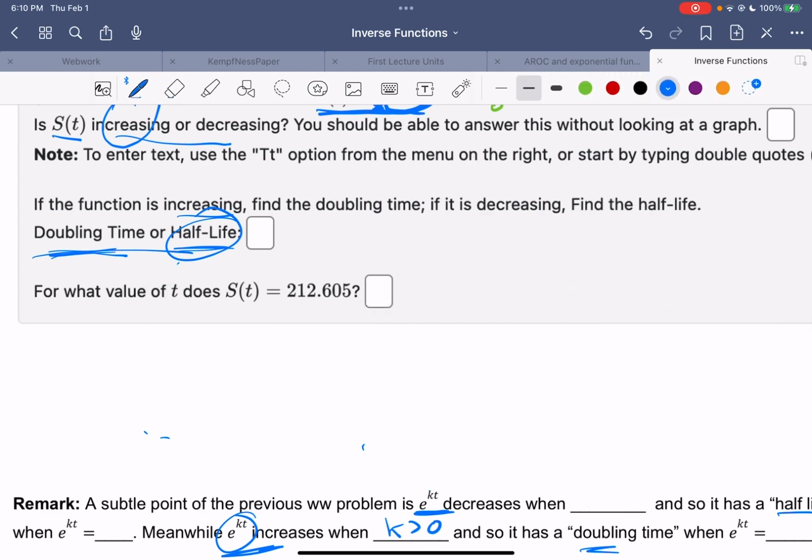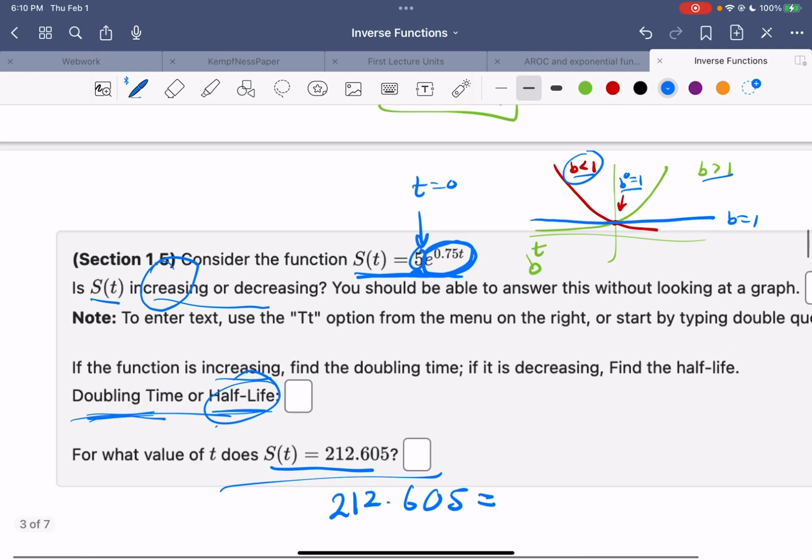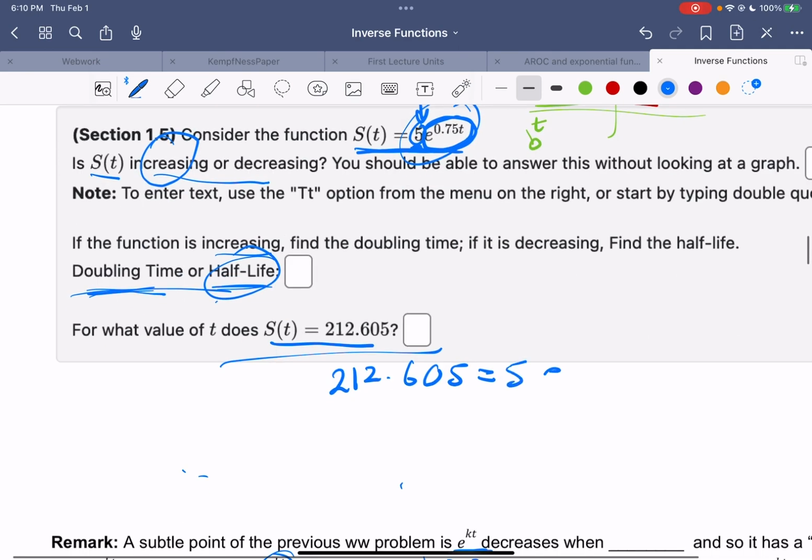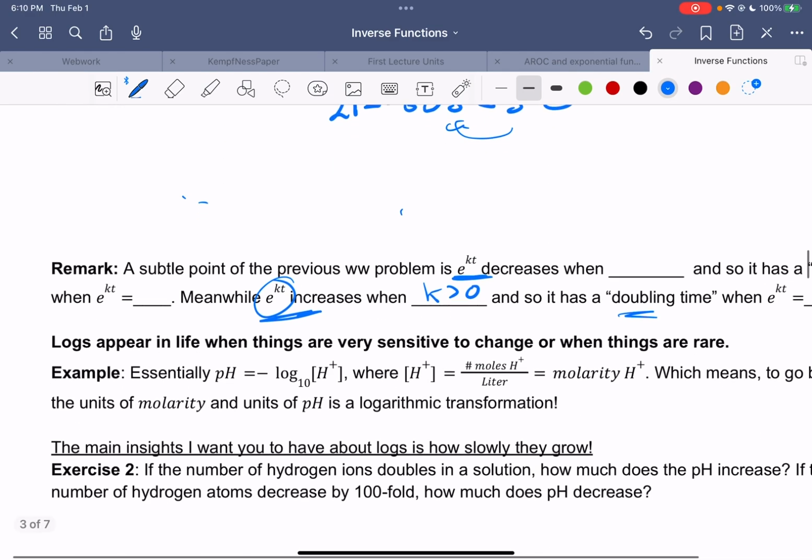Sweet. I'm going to skip this, but I'll start with the setup, which is s of t is equal to that. Here's that, and we need to set it equal to s of t. S of t is that equation, so that's 5e^(0.75t). And so you solve for t. What do you do? You divide the 5 over, you take a natural log, you divide the 0.75 over. Dope.